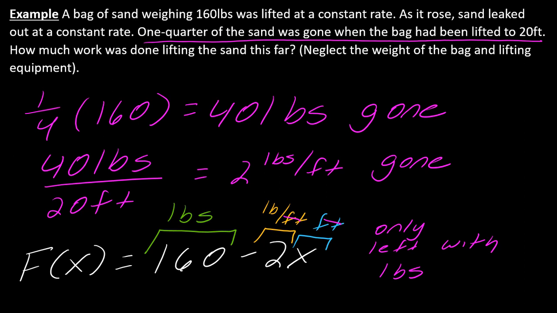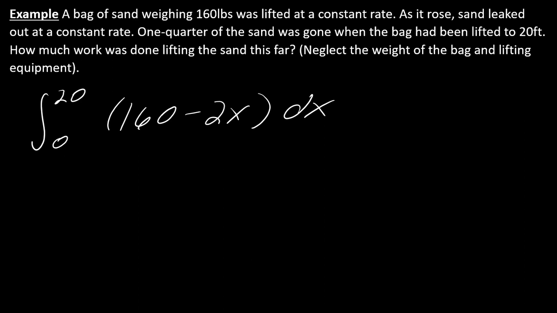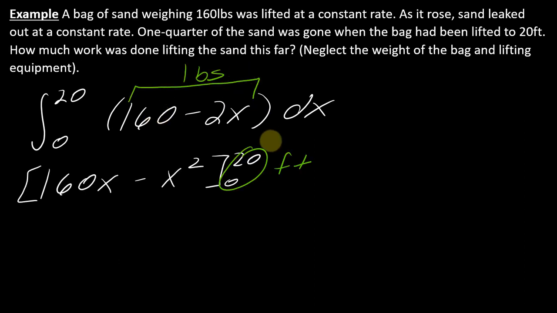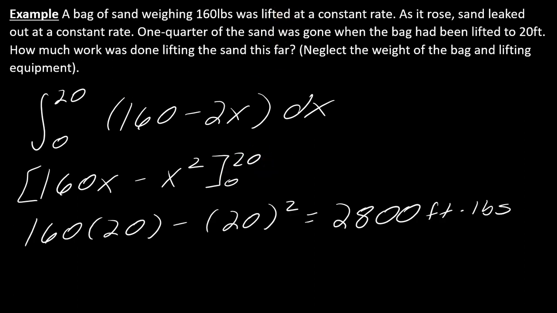So now that I've got a function in terms of pounds, boom, I can just plug that in. This is the part that needs to be in pounds. And then as I integrate, this is in pounds, and these parts here, the 0 to 20 and the dx, that's referring to feet. And foot-pounds is the ultimate unit I need to get to for work at the end of the answer. So I can finish my calculation here, and I end up with 2,800 foot-pounds.